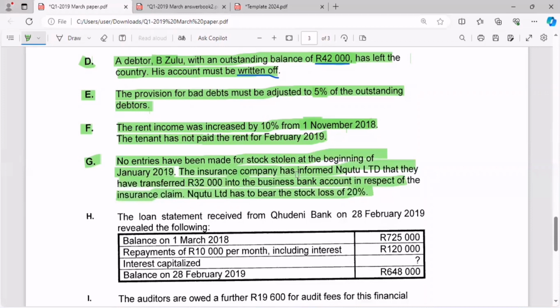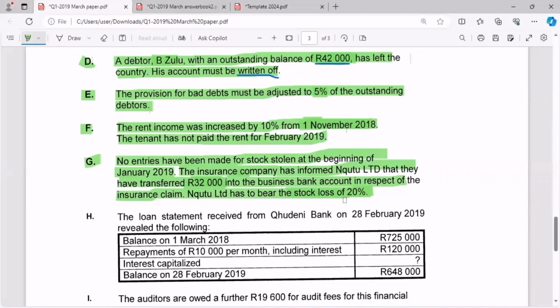So at the beginning of January, the stock was stolen and we reported this to the insurance company, and the insurance company made a transfer of 32,000 in respect of the insurance claim. So now the 32,000 represents the 80% of cost. The insurance company did not pay the full cost, but only 80%. How do I know? Because we are told that Motu Limited has to bear the stock loss of 20%. So 20% is on the company, and the insurance company paid only 80%.